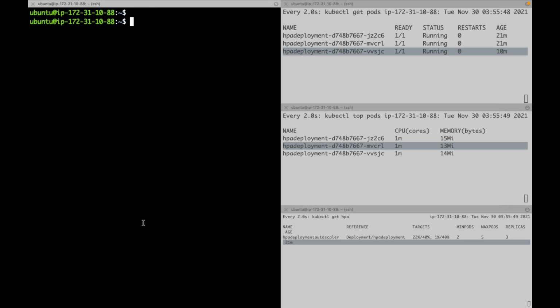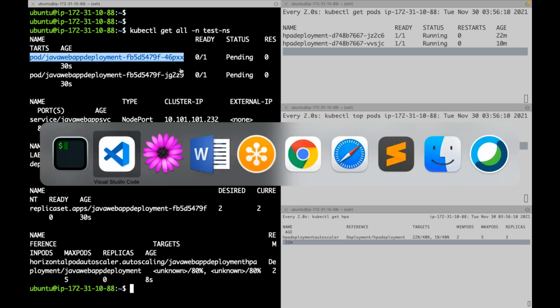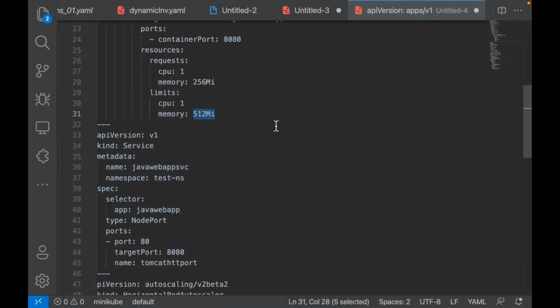Now if you see, I deployed in this namespace. Why are they in pending state? First of all, why is the pod itself not created? Why are they in pending state? How can I see why they are in pending state? How can I troubleshoot? These kinds of issues you only get in real time.